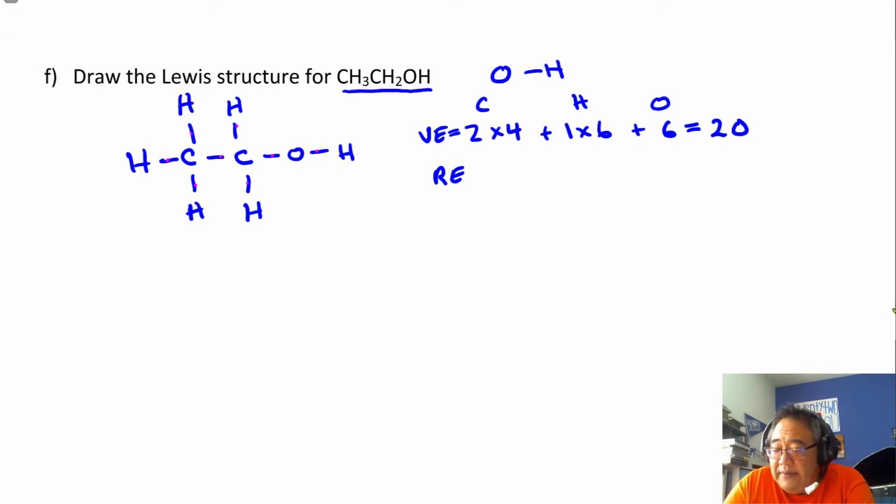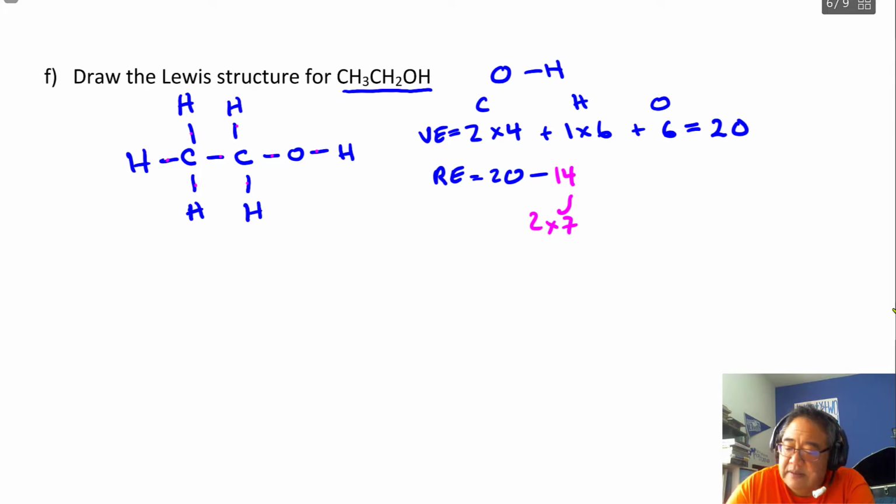So now I'm going to have 20 minus 14, because that's actually the 2 times the 7. And then that gives me only, oh wait, I think I counted 8. 1, 2, 3, 4, 5, 6. So yeah, I counted 8, sorry. So that's actually 16. And this is actually 8. And then that gives me a total of 4. So then you have to look at the structure.